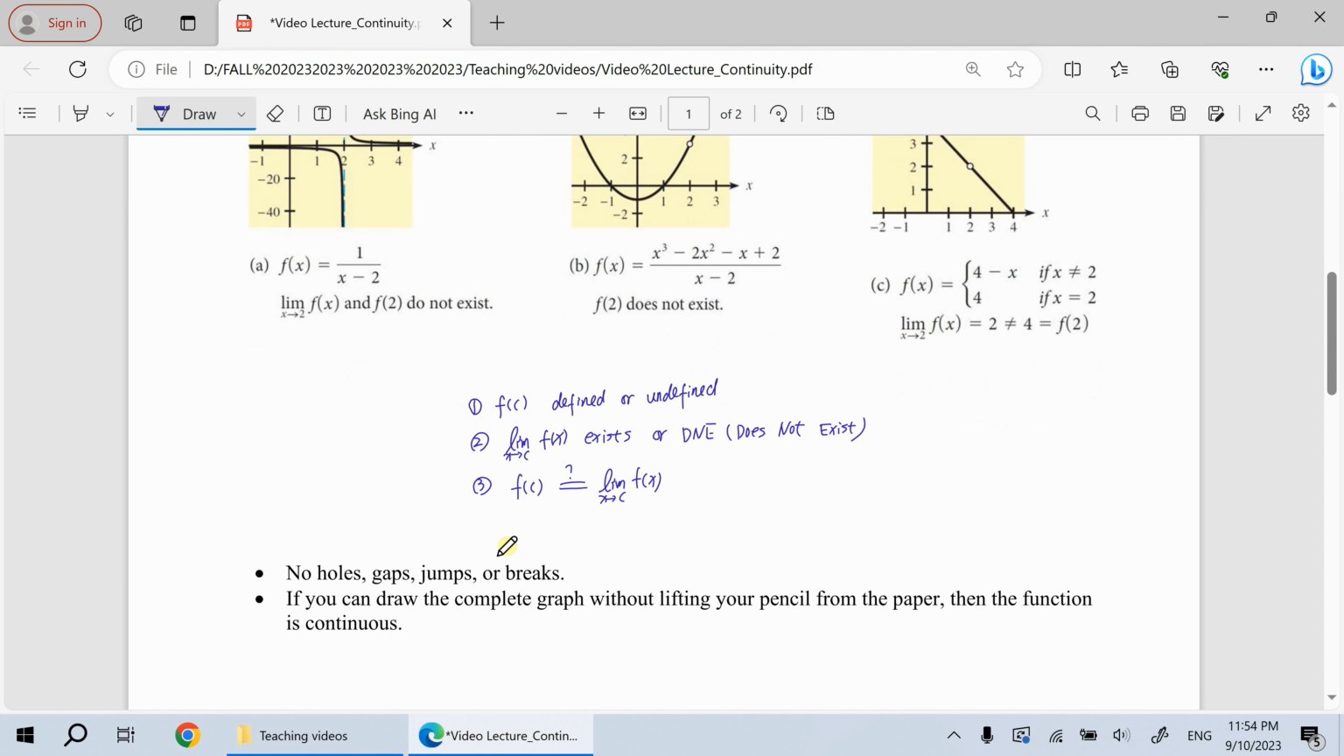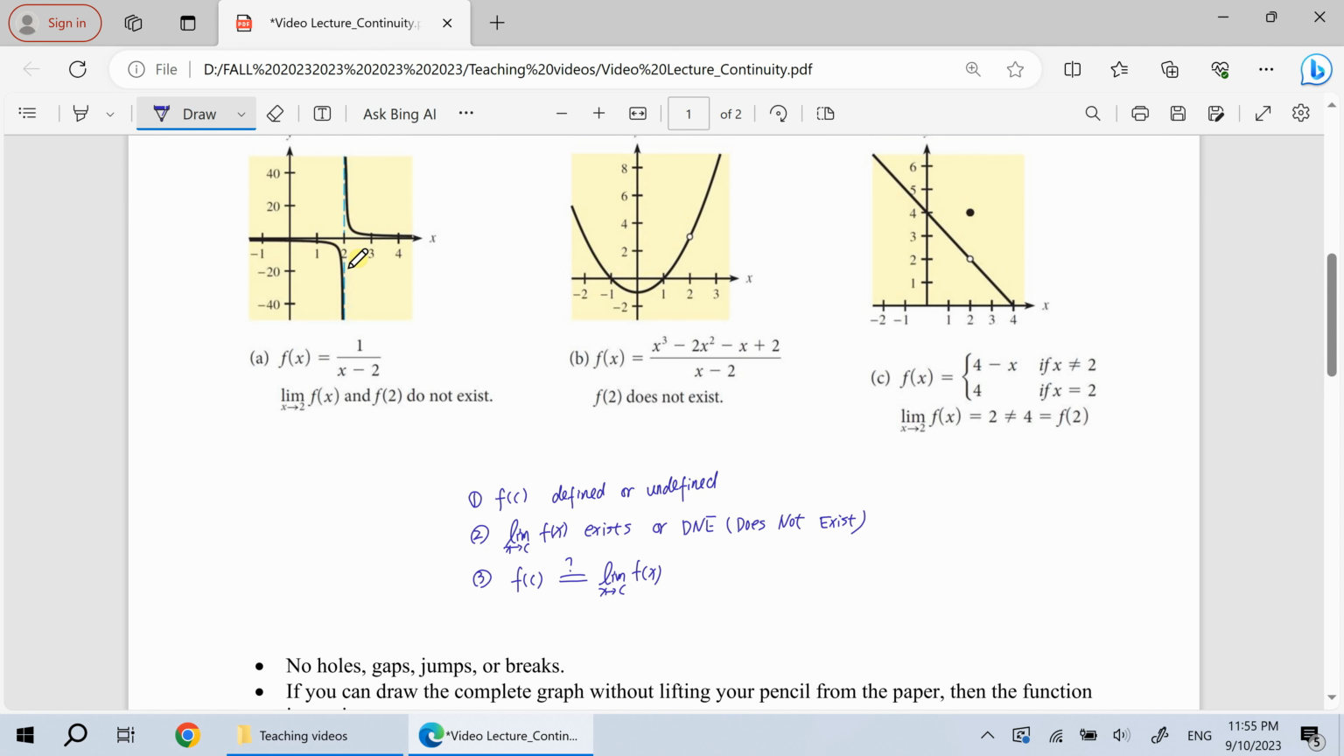Here we have a tip. If you draw the graph without lifting your pencil from the paper, then the function is continuous. So like follow this path, then you want to come here, you definitely lift your pen. Right? For the little circle, you follow along this curve, then you have to lift your pen, then draw this remaining part. So the jumping point is the same thing.